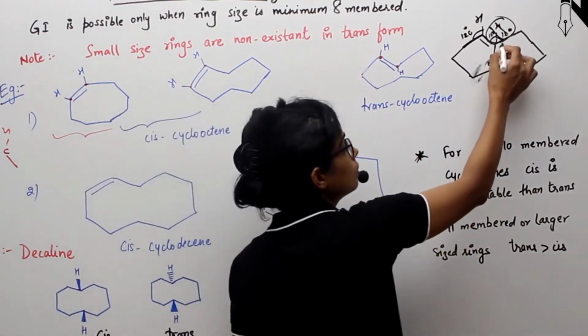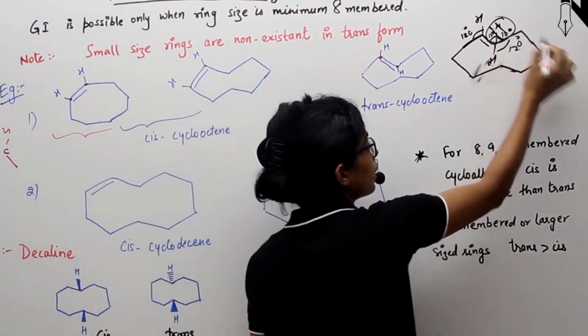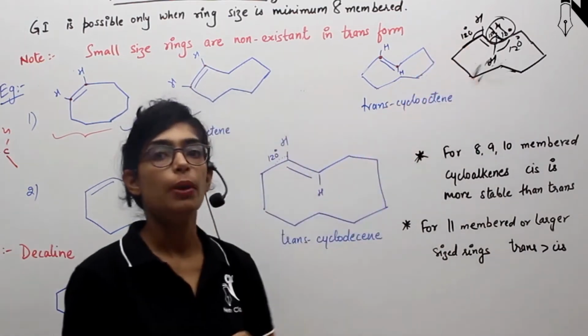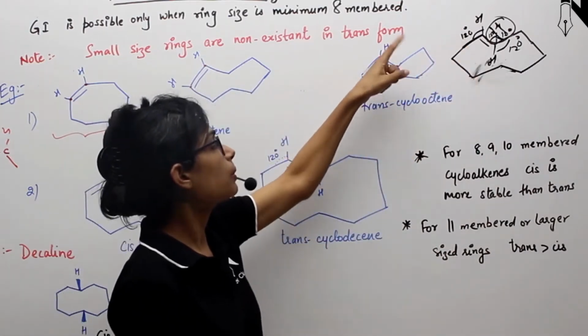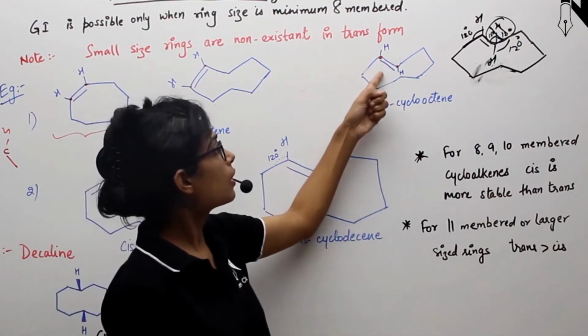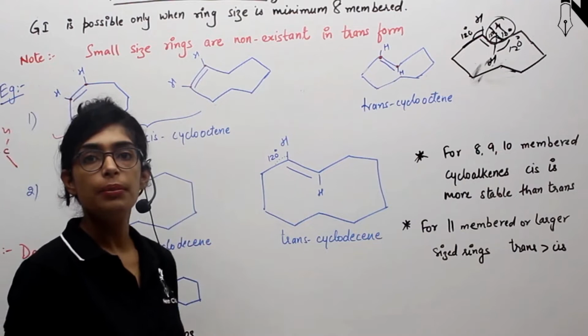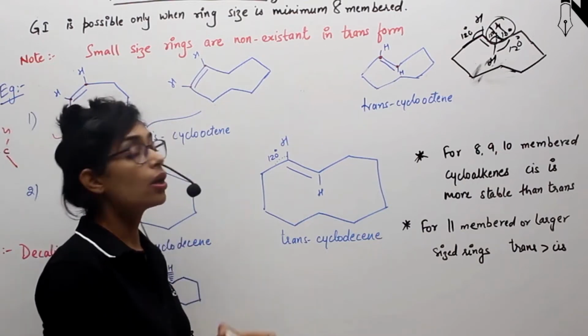So hydrogen down, approximately a 120-degree angle, right? So now this will stabilize the structure much better as compared to if the hydrogen had been up. So if the double bond is here, it will form a trans shape. If the double bond is here, it will form a cis shape, or cis alkene.